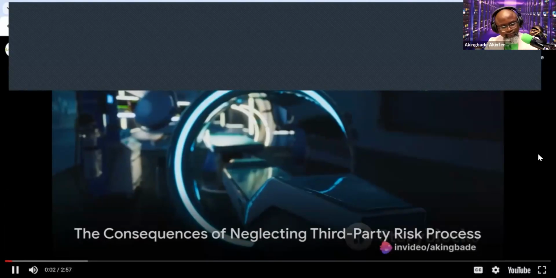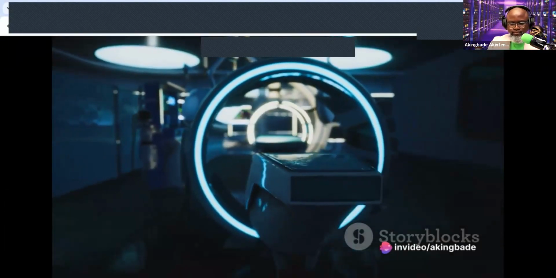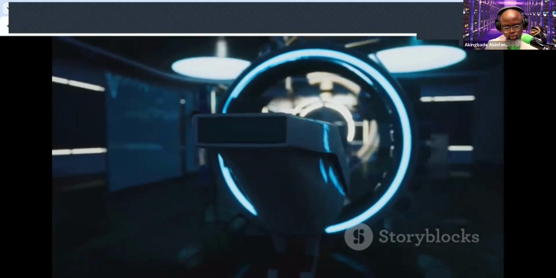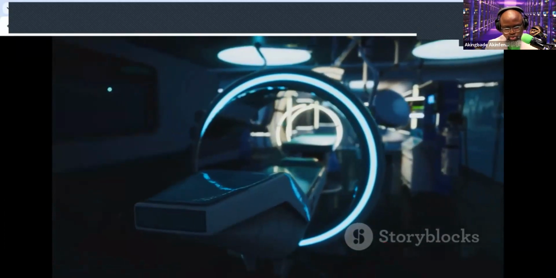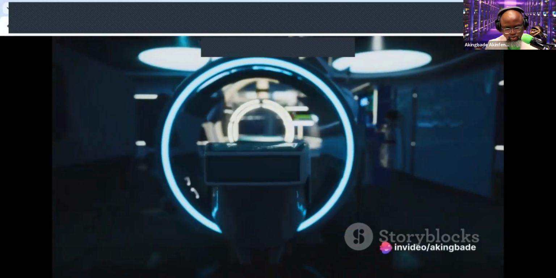An advanced hospital equipped with the latest MRI, X-ray, and CT scan machines. Now imagine the chaos that would ensue if the cloud service provider handling the data from these machines fails. This is not a hypothetical scenario, but a real-life consequence of neglecting third-party risk process.